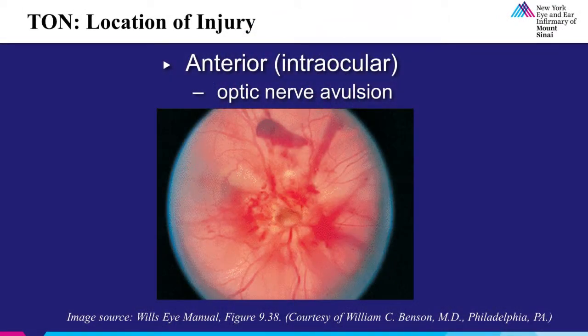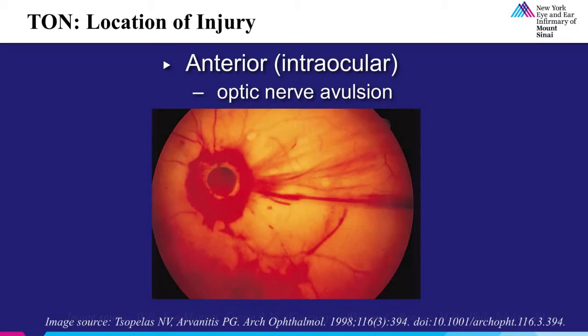In this fundus photograph, we see an example of optic nerve avulsion, in which the nerve is disinserted from the scleral canal. There is peripapillary hemorrhage with a recessed optic nerve. Here is another example of anterior indirect traumatic optic neuropathy with optic nerve avulsion. Again, there is 360° of peripapillary hemorrhage extending into the vitreous cavity.